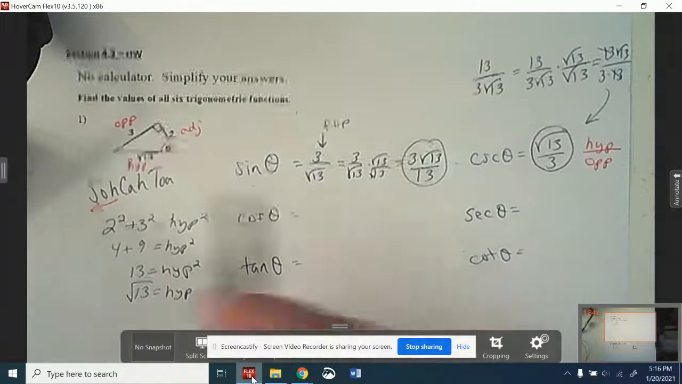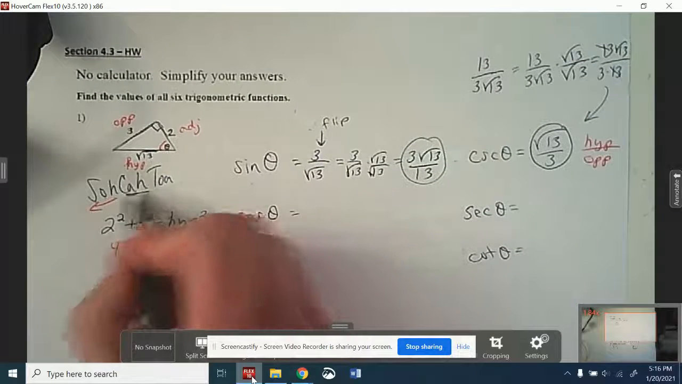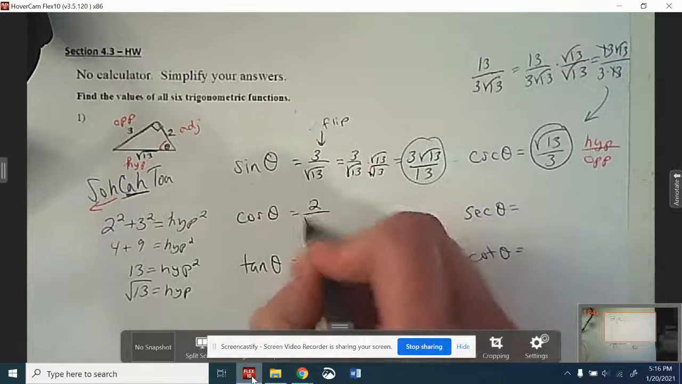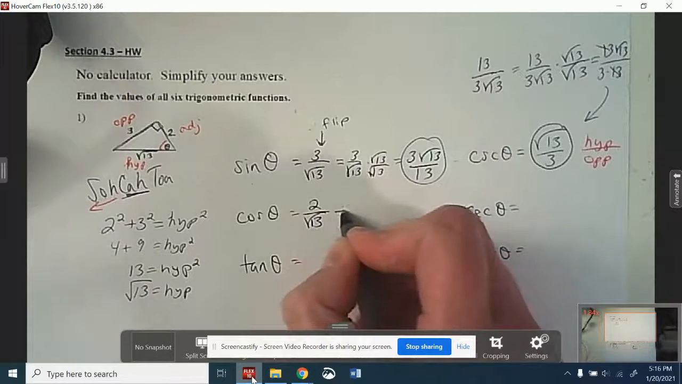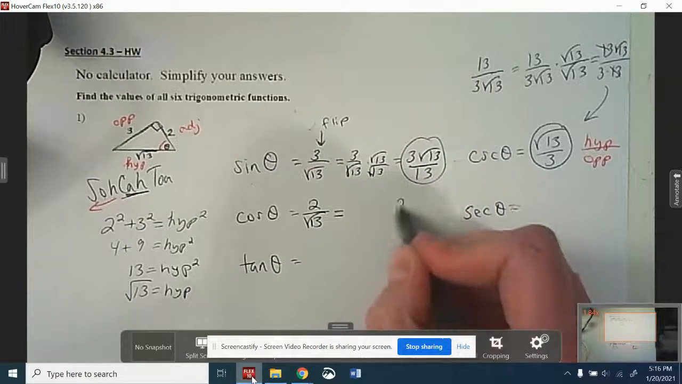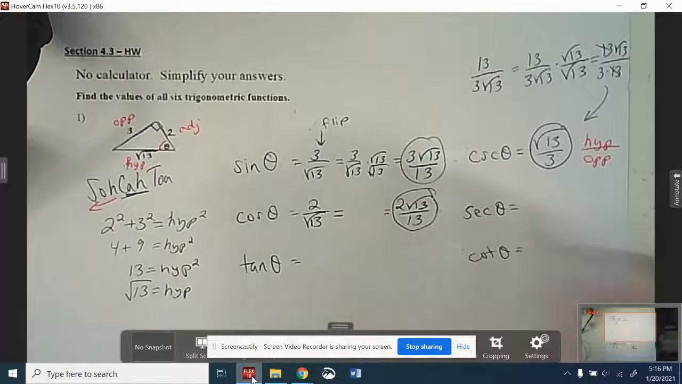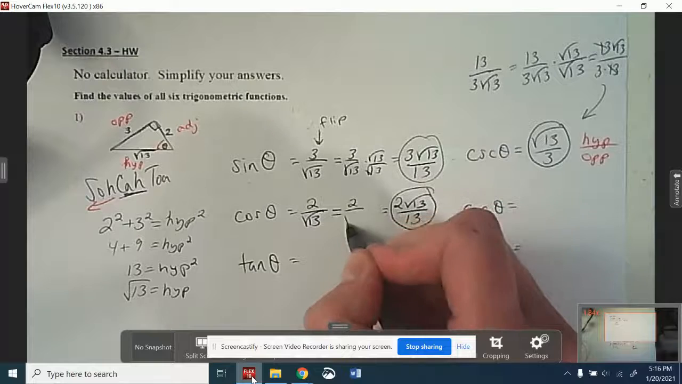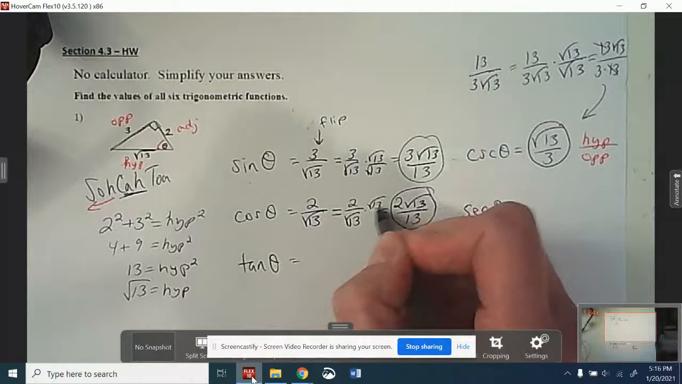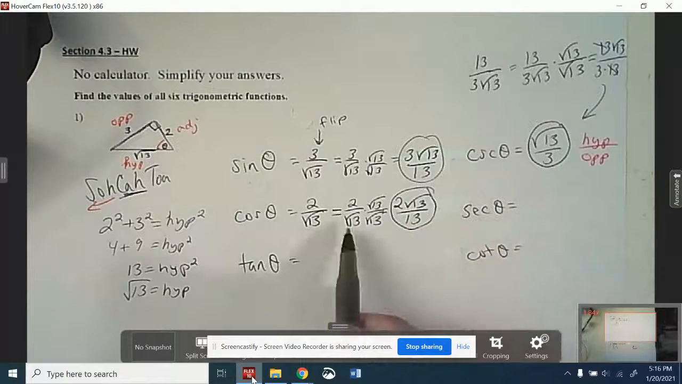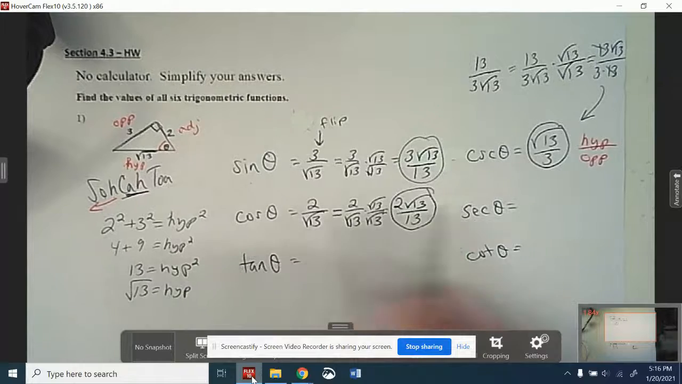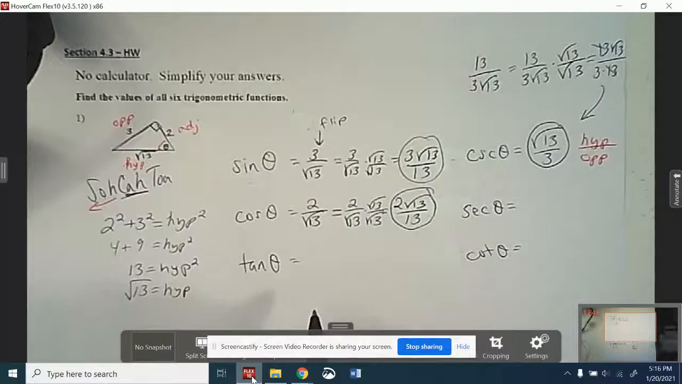So you have some options there. All right, cosine is next. Cosine's definition is adjacent over hypotenuse. So that's 2 over radical 13. If you can get to 2 radical 13 over 13 without showing the work, that's absolutely fine with me. If you would be more comfortable showing that you rationalize the denominator by multiplying by radical 13 over radical 13, then show that step. Either way is okay.